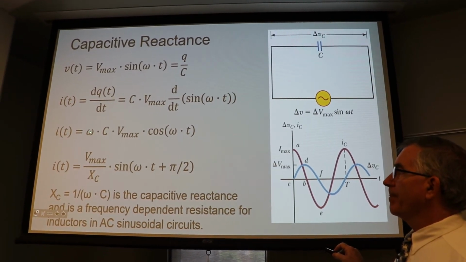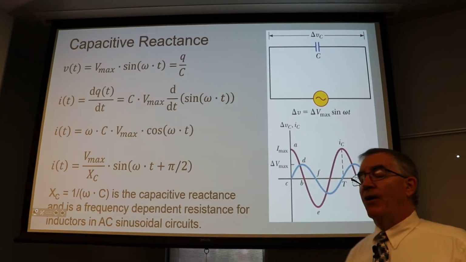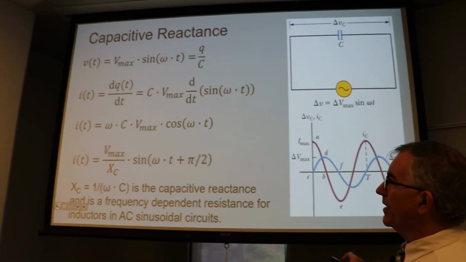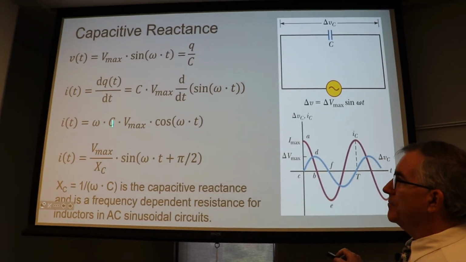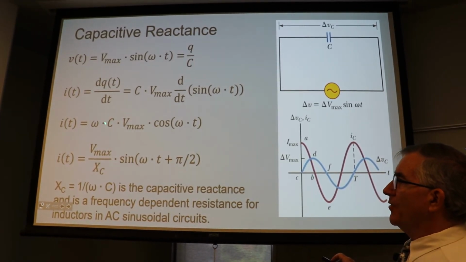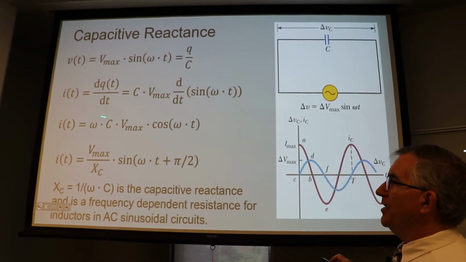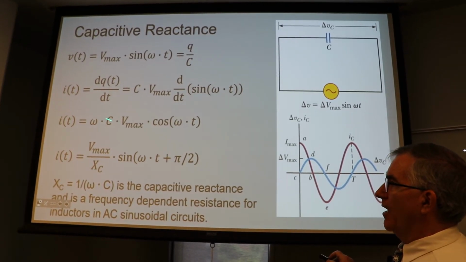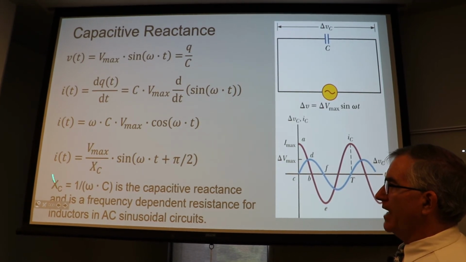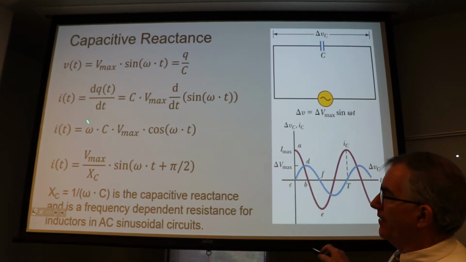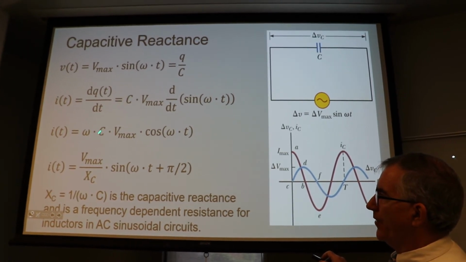All right, now, if you go back to the last one, remember we had omega L on the bottom. Well, here we got omega times C in the numerator. So this resistance is actually an inverse function. So you see up here, I put it down here. See, XC is 1 over omega C. So when you plug that in down there, it jumps up into the numerator up there.